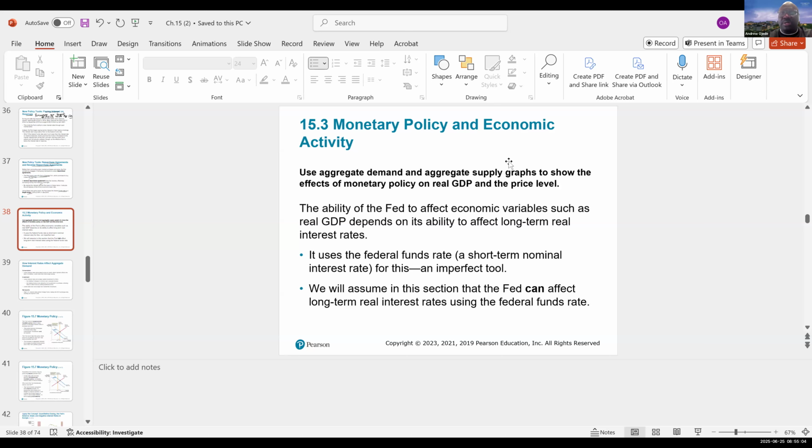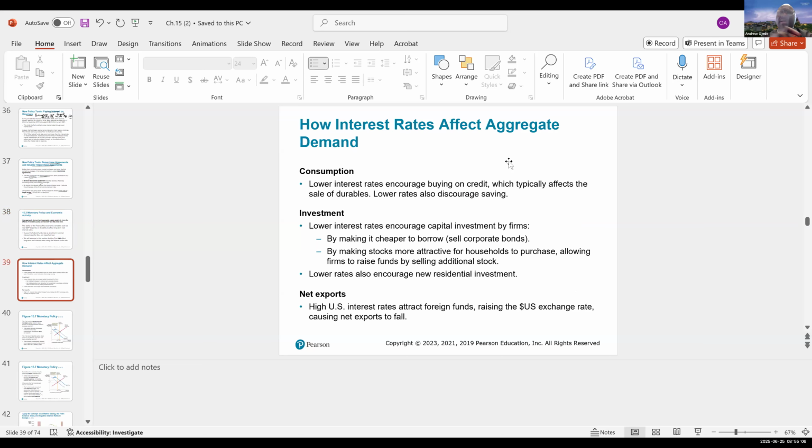All right. Now the other most important thing that we want to talk about is how interest rates affect aggregate economic activity, like aggregate demand, if the Fed can influence interest rates. Because we say that aggregate demand, from your aggregate demand aggregate supply model, is the sum of consumer spending, business investment spending, government spending, and net exports.